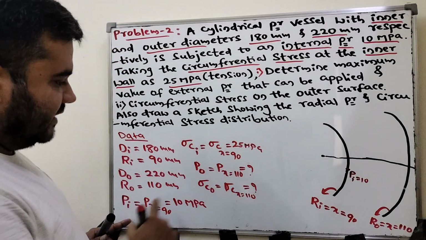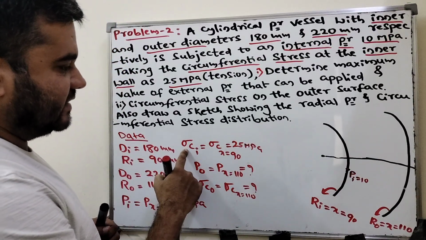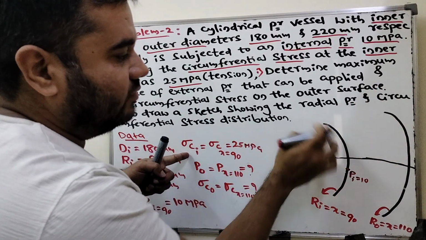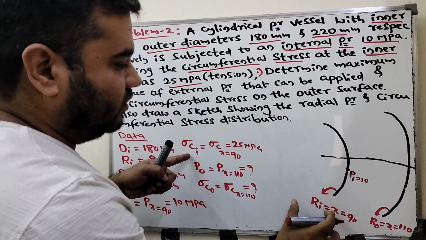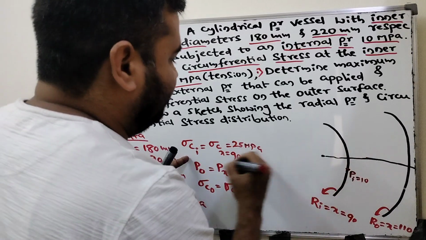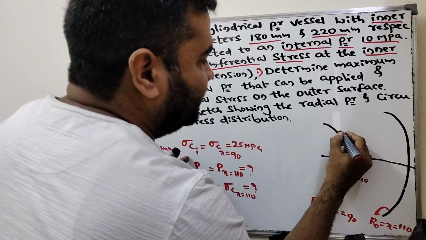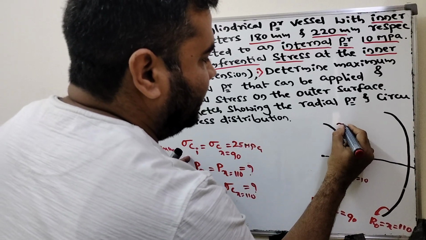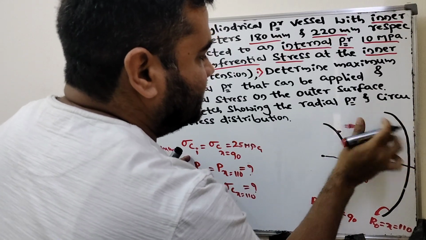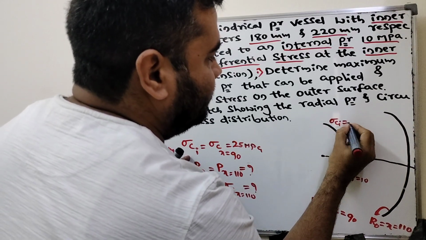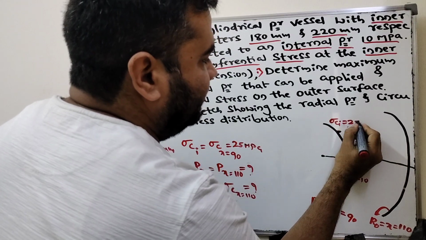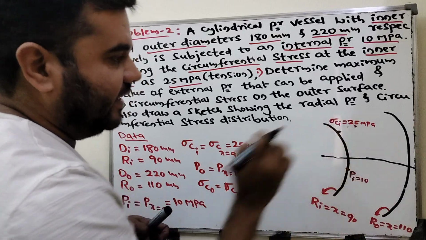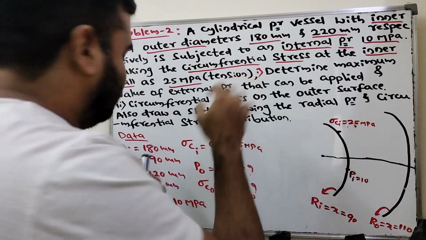Anything else? The circumferential stress at the inner side. This is the circumferential stress distribution, and this is the inner wall. At the inner wall, at x equal to 90, it is 25 MPa. Just mark here also, from here to here, 25 MPa, that is sigma Ci equal to 25 MPa. These four data are given. We mark them now. The remaining we have to calculate.